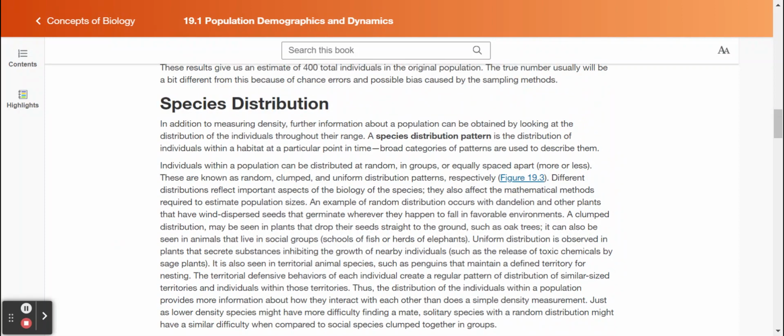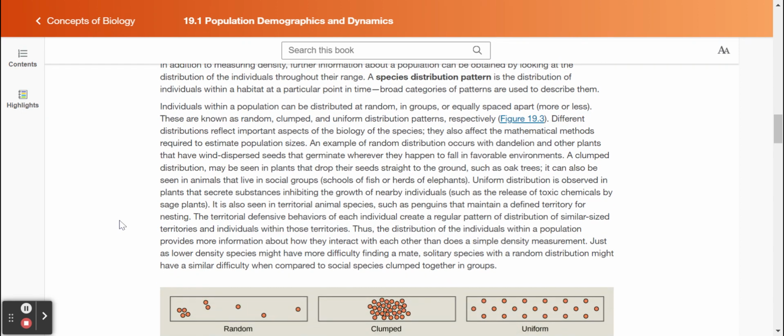Species distribution. In addition to measuring density, further information about a population can be obtained by looking at the distribution of the individuals throughout their range. A species distribution pattern is the distribution of individuals within a habitat at a particular point in time. Broad categories of patterns are used to describe them. Individuals within a population can be distributed at random, in groups, or equally spaced apart, more or less. These are known as random, clumped, and uniform distribution patterns, respectively.